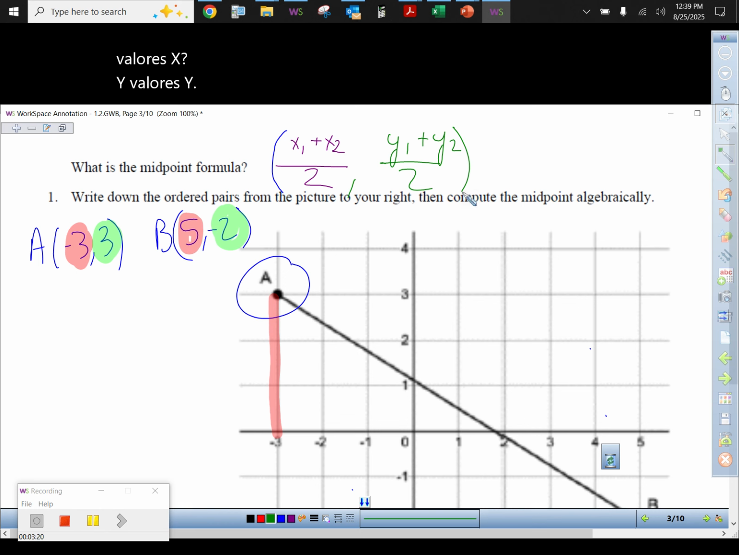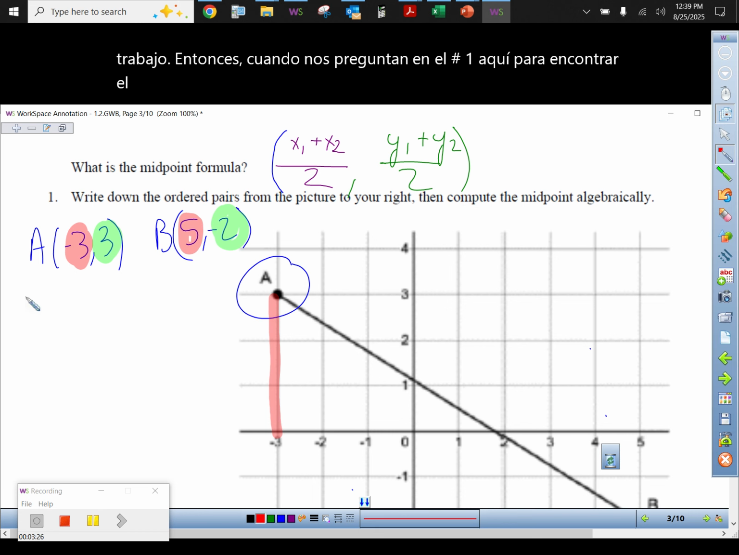So when they ask us on number 1 here to find the midpoint algebraically, here's what we'll do. We're going to take those x's, this -3 and this 5, and we're going to add them together. And I'm going to start this big old parenthesis, and I'm going to divide it by 2. I'm showing work. I'm going to add the two x's together and put it over 2. Then I'm going to do the same thing with the green y's. I'm going to add them together, 3 plus a -2.